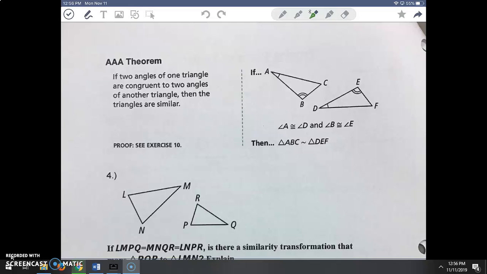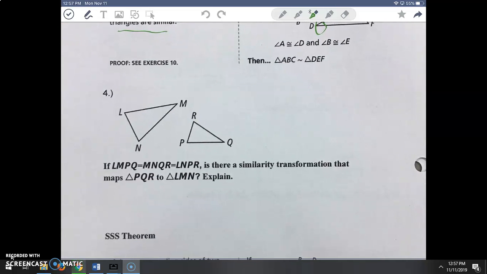So we have the AA theorem. If we have two angles of a triangle congruent to two angles of another triangle, then the triangles are similar. Notice they are two consecutive angles, and almost every triangle has two consecutive ones. So as long as you have two angles that are congruent, that means the whole thing is going to be similar.